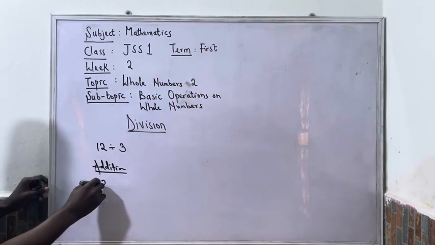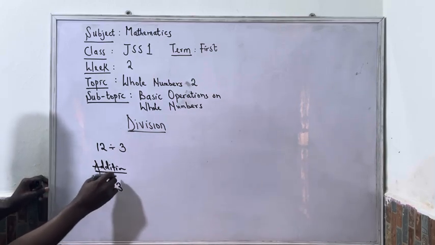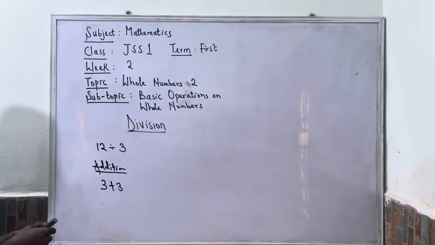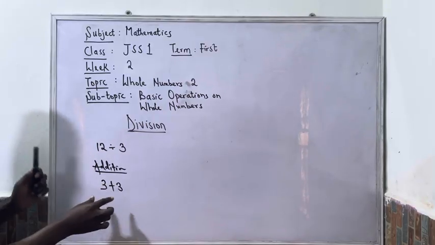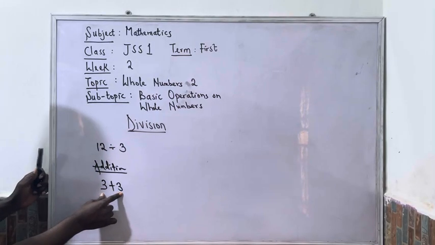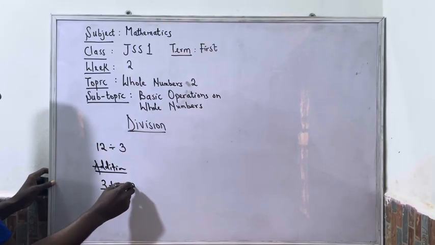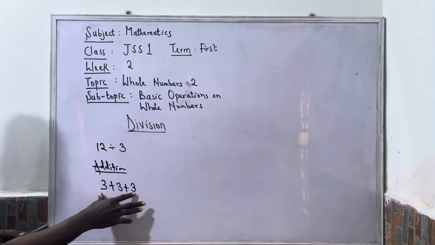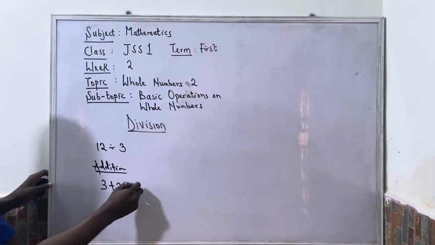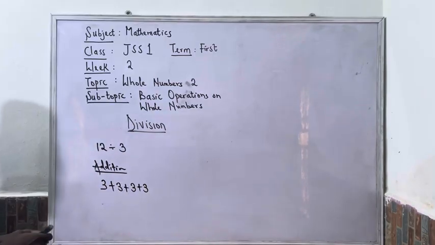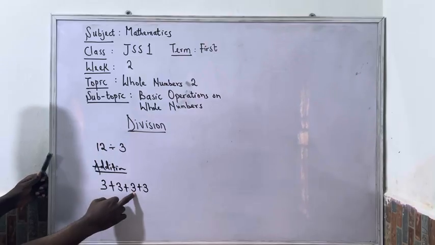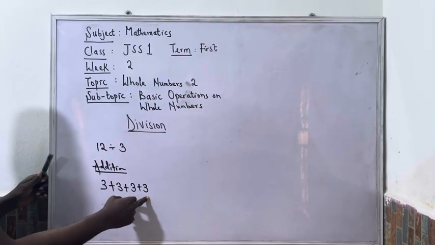So if I say 3 plus 3, for the first time, this will be 2 times already. So this is 6. Plus another 3, making it 3 times, this will lead you to 9. Then plus another 3 again, making it 4 times now. So 9 plus 3, that's going to give you 12.